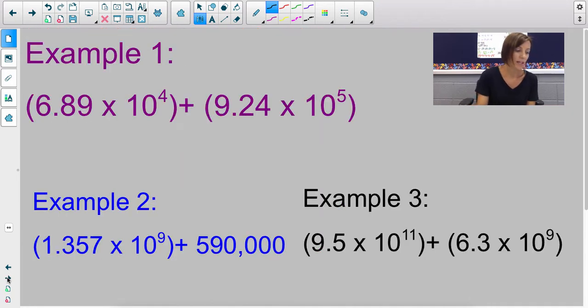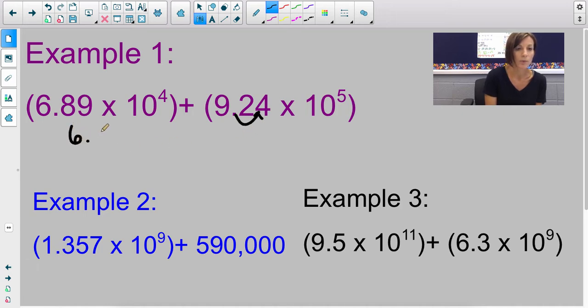What they are saying is normally we add 6.89 plus 9.24. We line up the decimals, we carry, we bring the decimals straight down, we're all good to go. But right now we have 10 to the 4th power and 10 to the 5th power. So we need to make sure that they are in the same base 10 before we can add 6.89 plus 9.24. So the first thing we need to do, let's make 9.24 into 92.4. So we're going to move it 1 to the right.